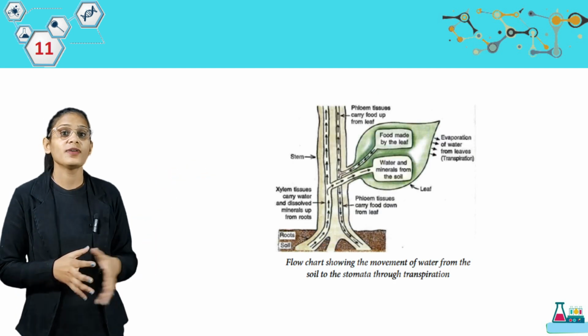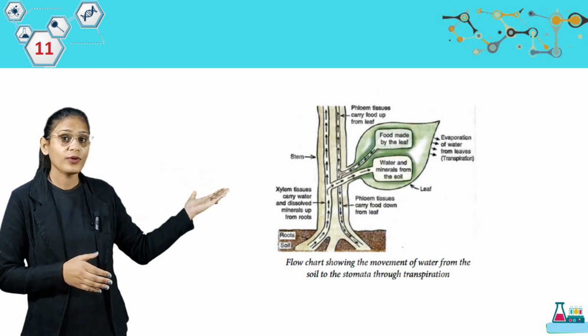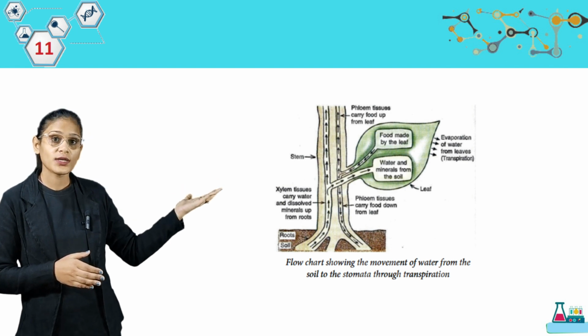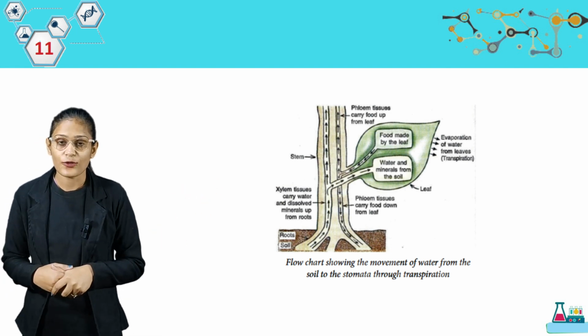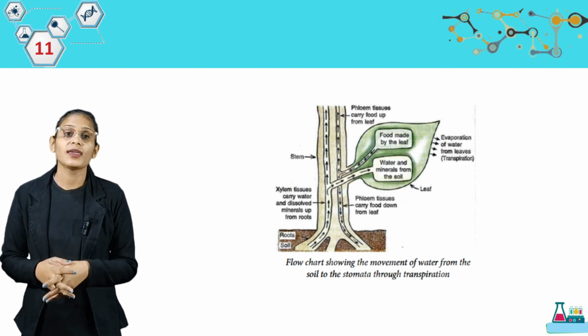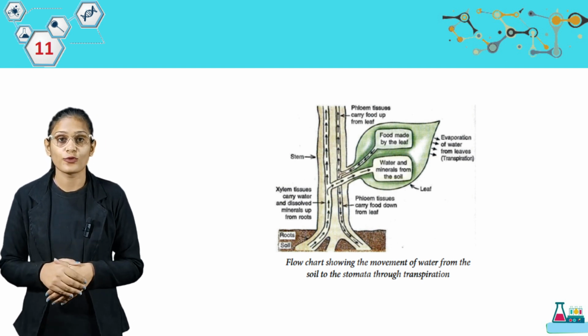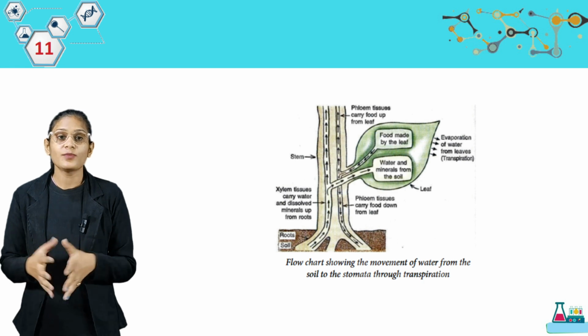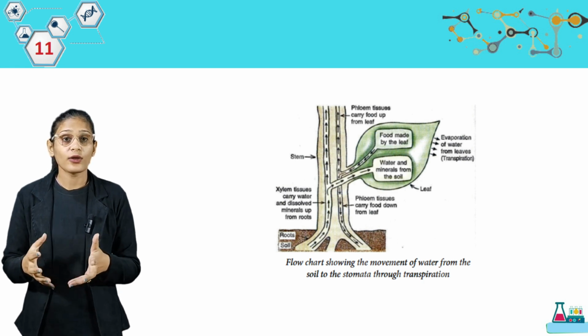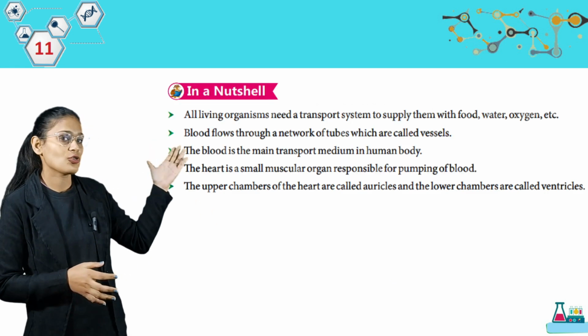Students, look at this picture. We have a flow chart showing the movement of water from soil to the stomata through transpiration. So students, did you all understand that water is transported with the help of xylem and food is transported with the help of phloem? What we learned in this chapter, now we are going to discuss in a nutshell.